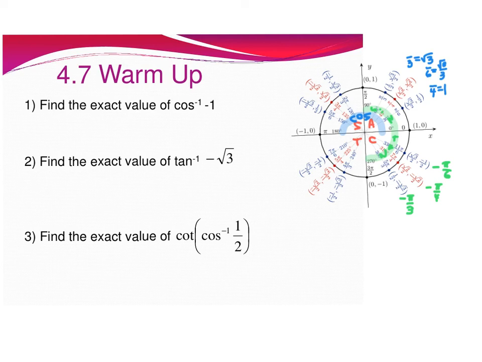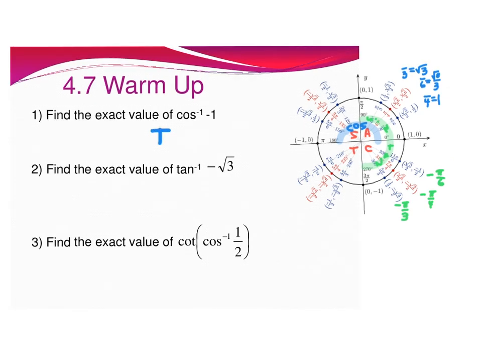So 1 is cosine inverse of negative 1. I'm looking for where on my unit circle my cosine is negative 1, but again, from 0 to pi. So where does that happen? Pi. And you always want to answer these in radians. Inverse trig functions are in radians.